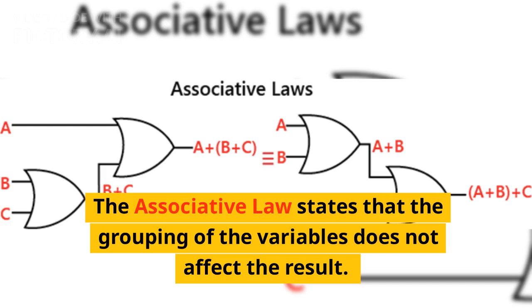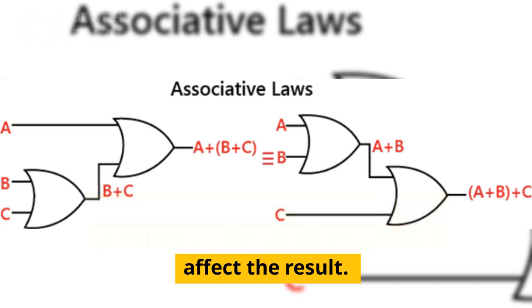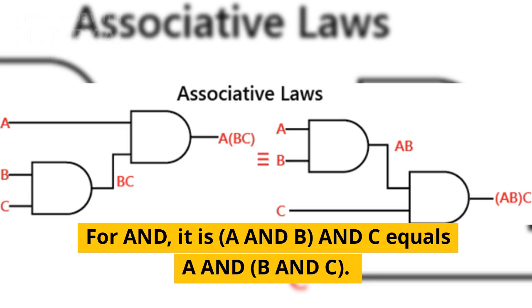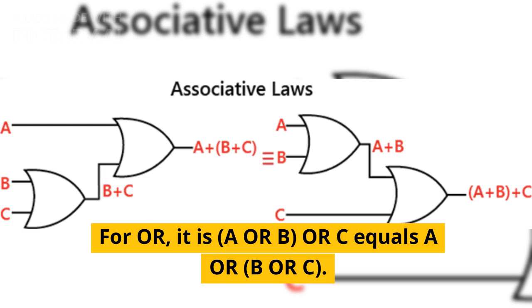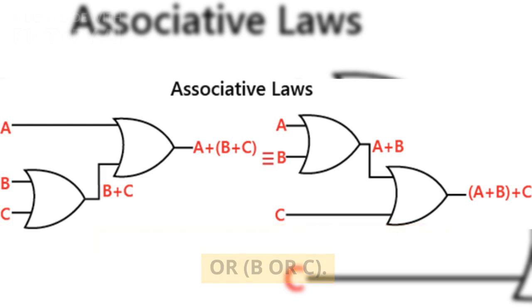The associative law states that the grouping of the variables does not affect the result. For AND, it is (A AND B) AND C equals A AND (B AND C). For OR, it is (A OR B) OR C equals A OR (B OR C).